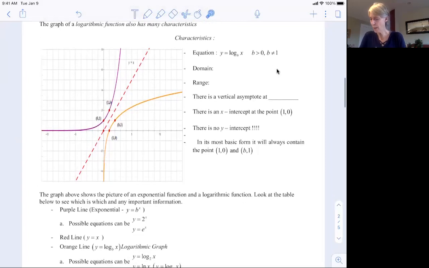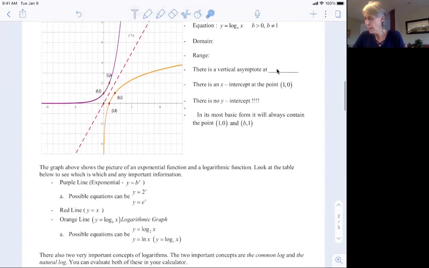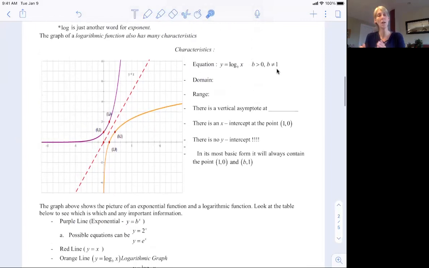Okay, so we have the exponential and the log, and we're just going to describe these. The purple line is the exponential, once again. The red line is the line y equals x, and the orange line is our log function. So right now, if we want to summarize some characteristics of our log function, we could say y equals log base b of x. The base has to be greater than 0, and the base cannot equal 1.